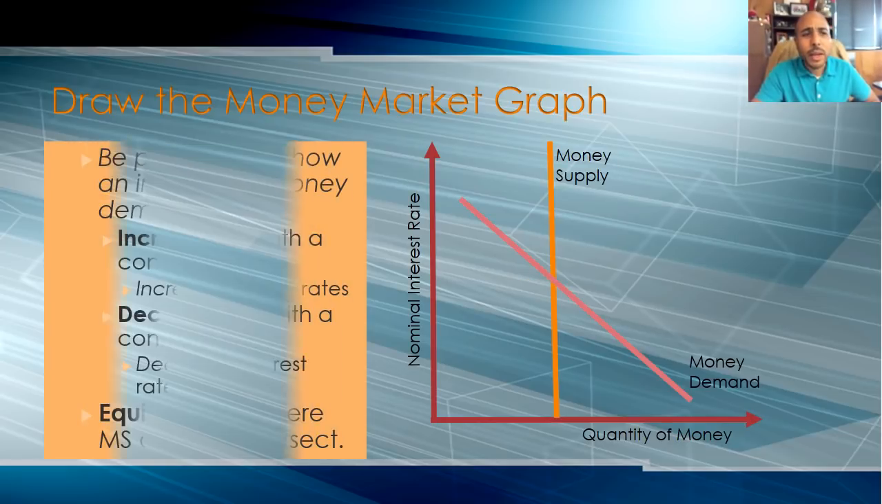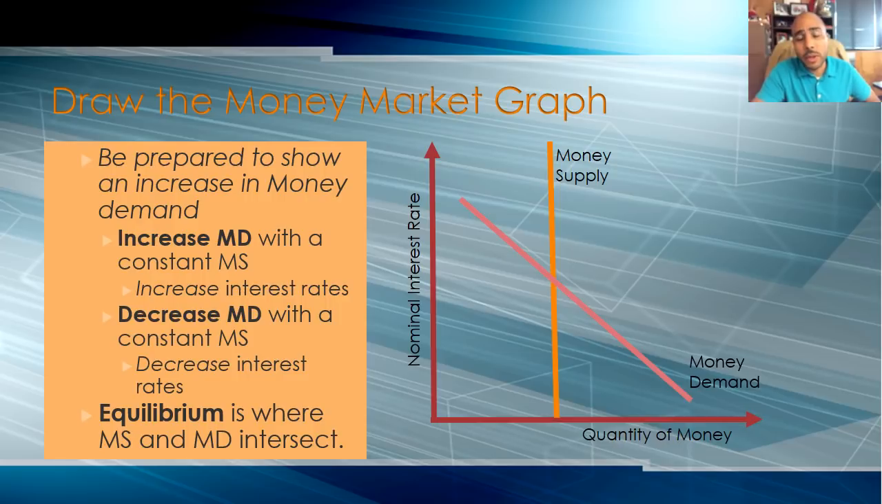Now, the next thing you need to be able to do is show me how a change in money demand will change the equilibrium point. So if the money demand were to increase, like you see right here, and the money supply stays constant, that means that our nominal interest rate is going to increase. And the opposite is true if we have a decrease of our money demand with a constant money supply.